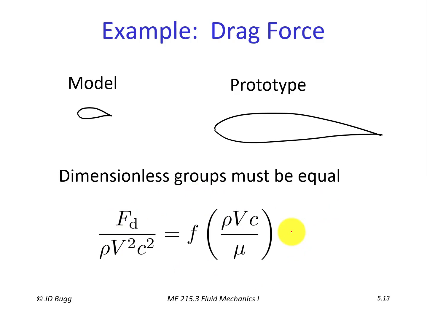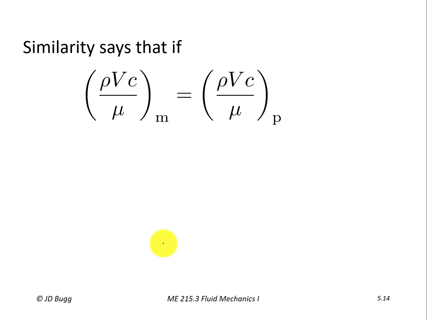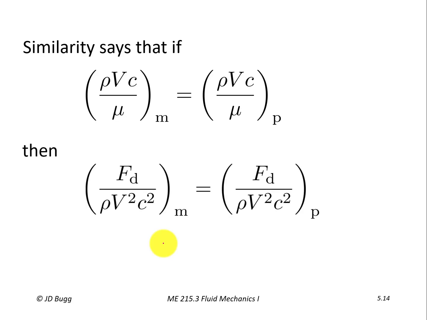Well, scale modeling and similarity tells us that if the right-hand side is the same between the model and the prototype, so the Reynolds number of the model equals the Reynolds number of the prototype, then it doesn't matter what this function looks like. It could be a very complicated function, but if that is the same, this is the same. So similarity says that if the Reynolds number between the model and the prototype is equal, then the dimensionless drag force between the model and the prototype is equal. So this is the power of similarity and the power of scale modeling.